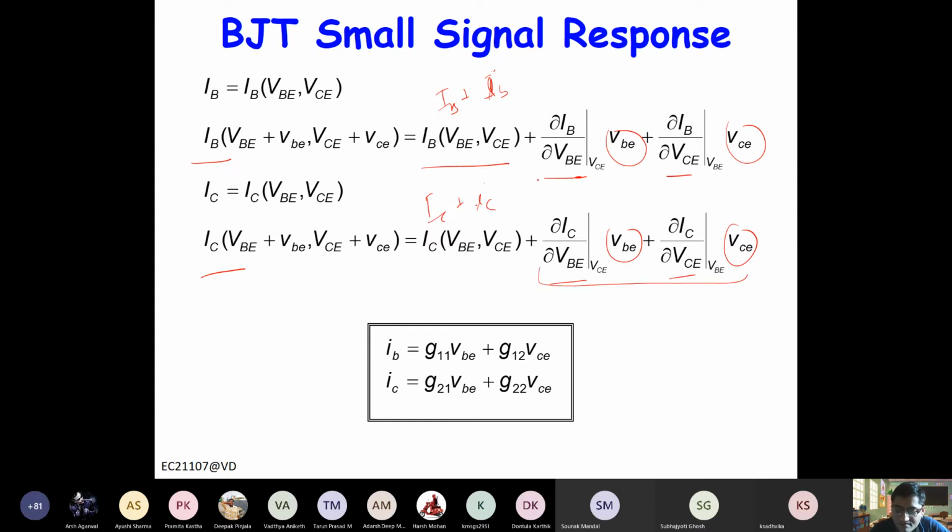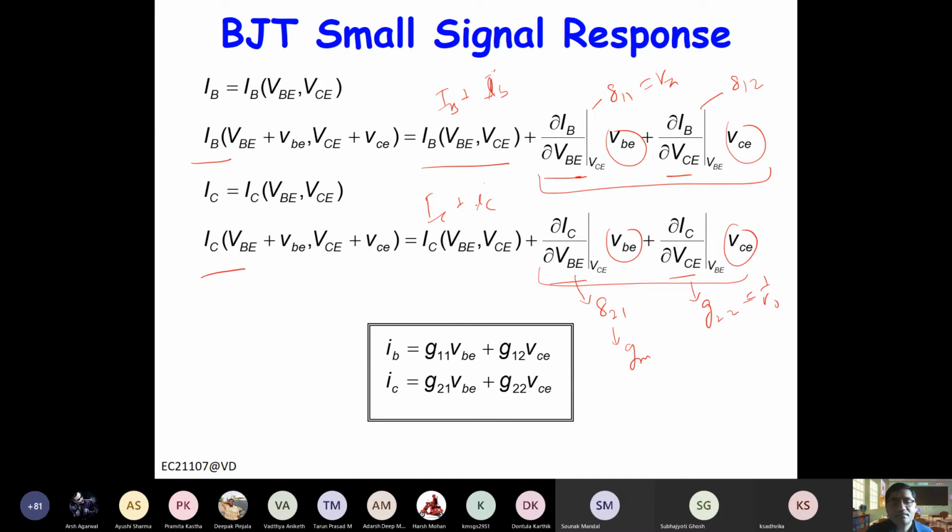So if you take only the AC part, IB is G11 VB plus G12 VC, IC is G21 VB plus G22 VC. And G11 is del IB by del VB at constant VC, and this is G12, del IB by del VC, and G21 is del IC by del VB, and G22 is del IC by del VC, right? And this is 1 over R naught, right? And this is R pi, and this is your gm, right?